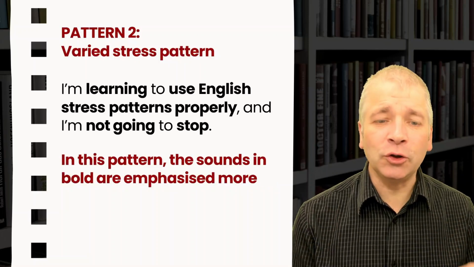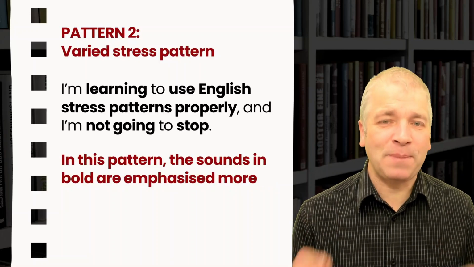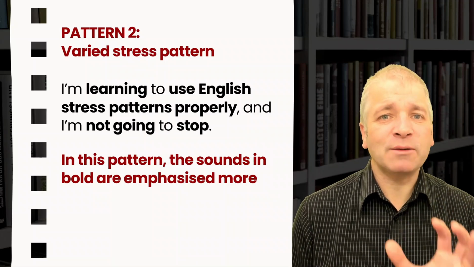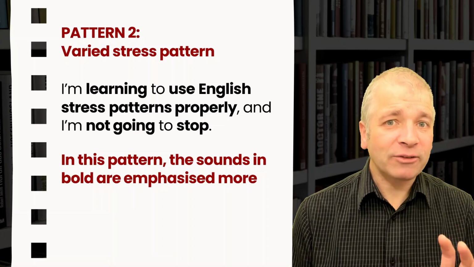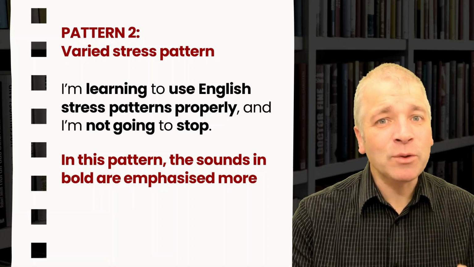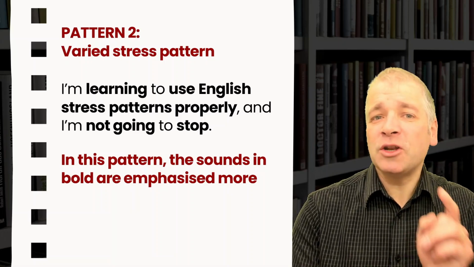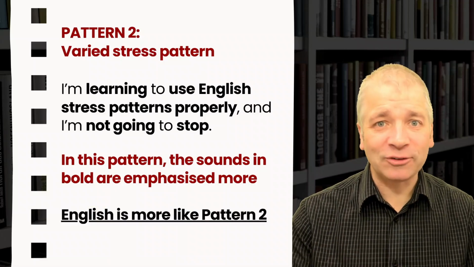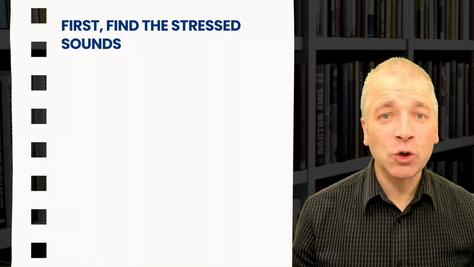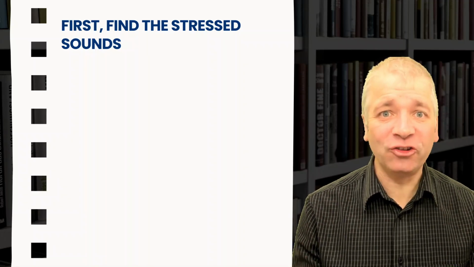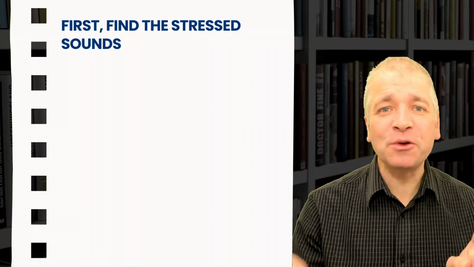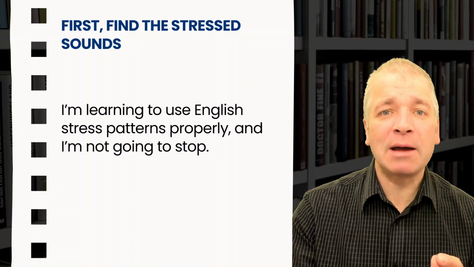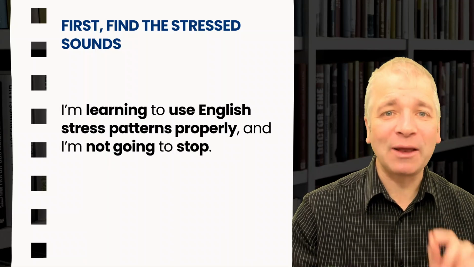But in pattern 2, we had a varied stress pattern. The words in bold were the words which had stress. In this pattern, the sounds in bold are emphasised more than the sounds that are not in bold. And English is more like pattern 2. So how do you make this stress in English? Well, first of all, you need to find the stressed sounds. In the sentence we looked at, the stressed sounds are in bold, like this.